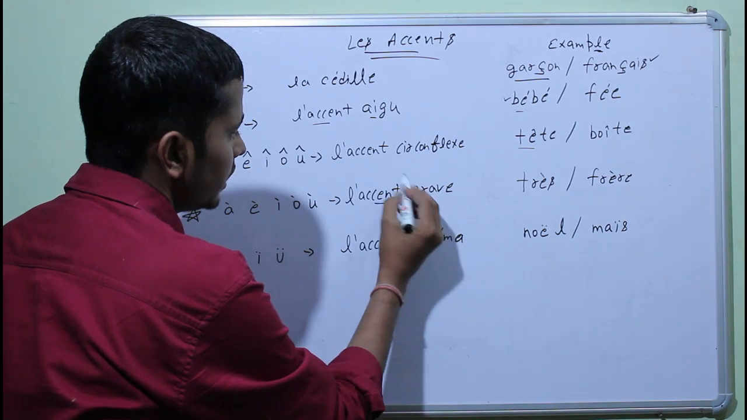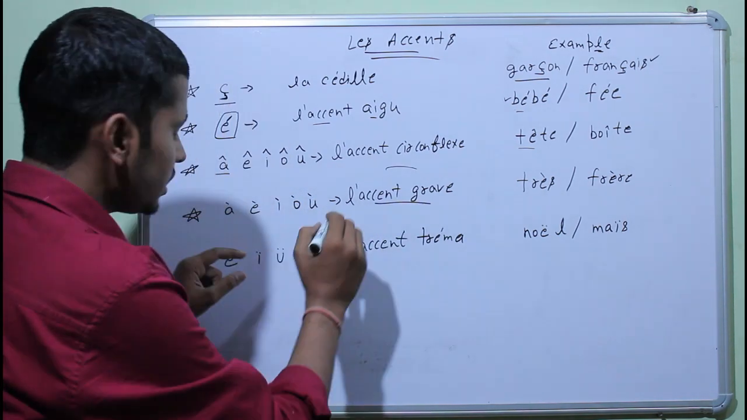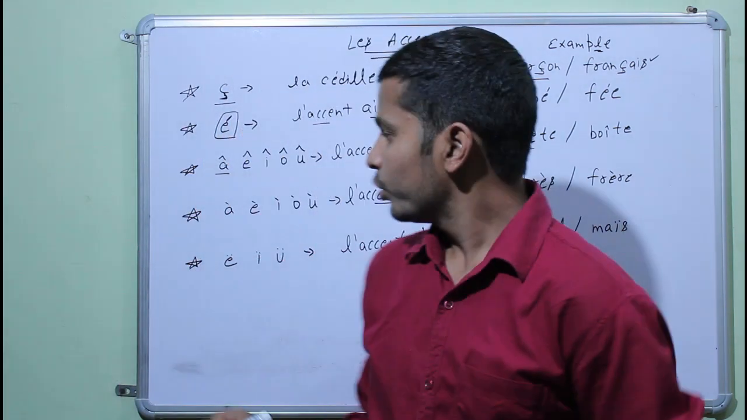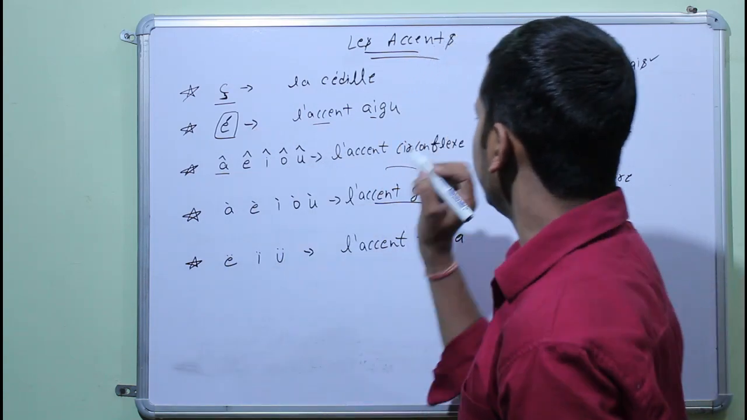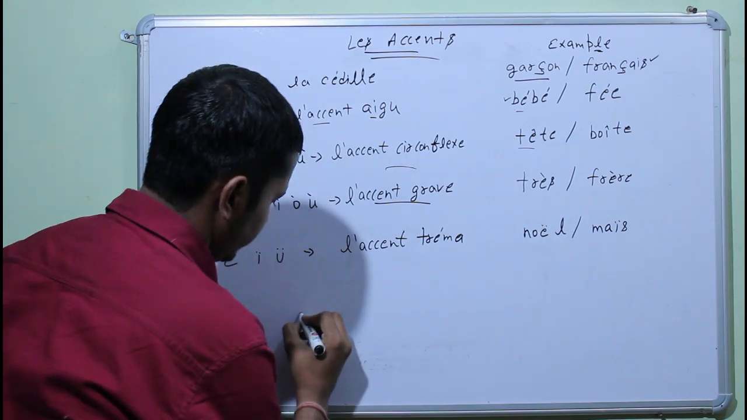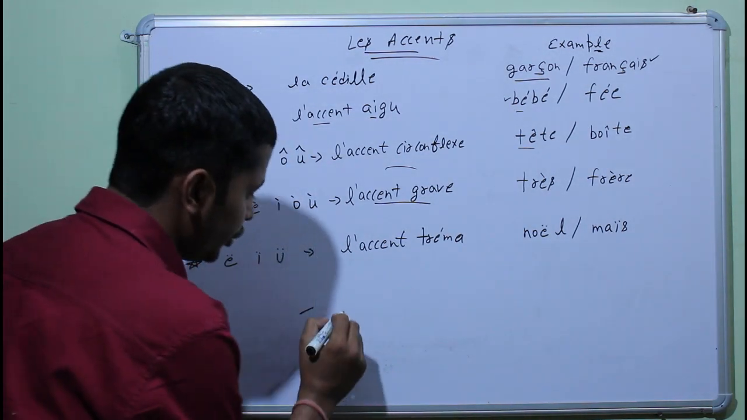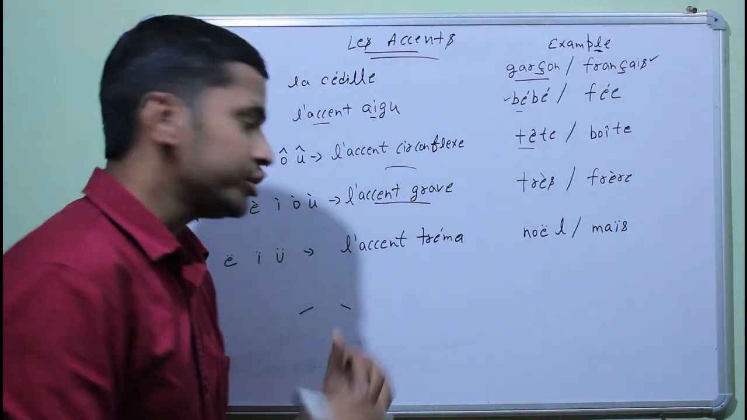Next is l'accent grave. So how do we use it? We use the accent aigu like this, but in grave we use it the opposite way.